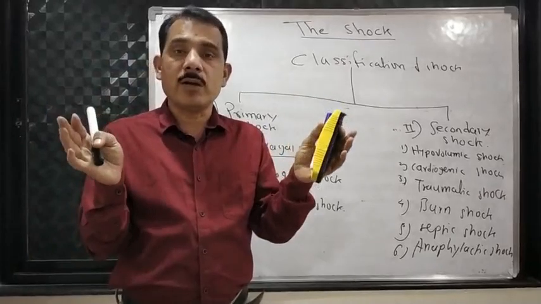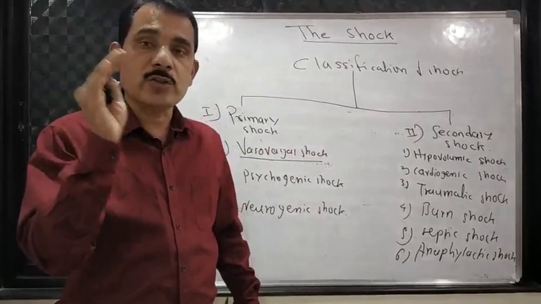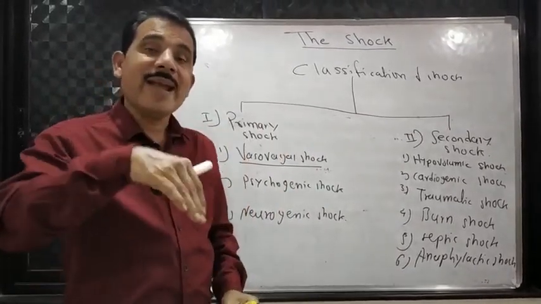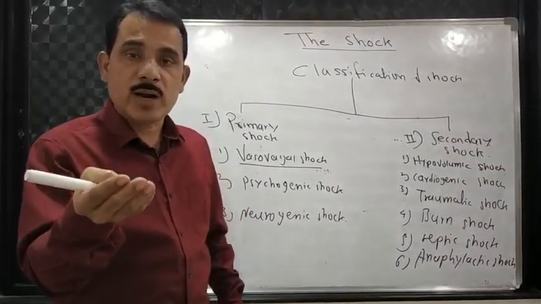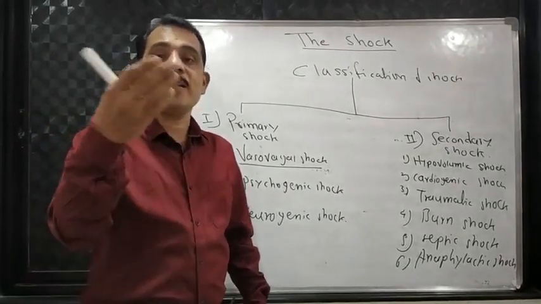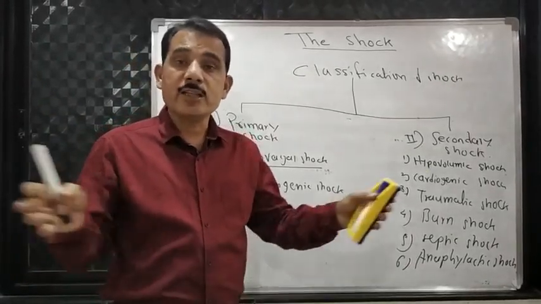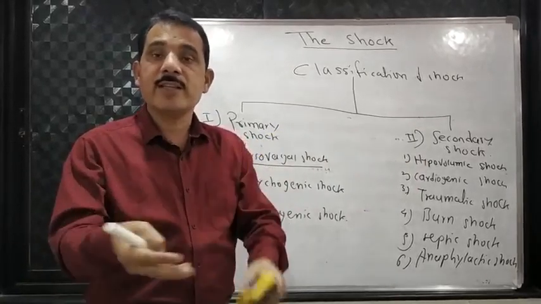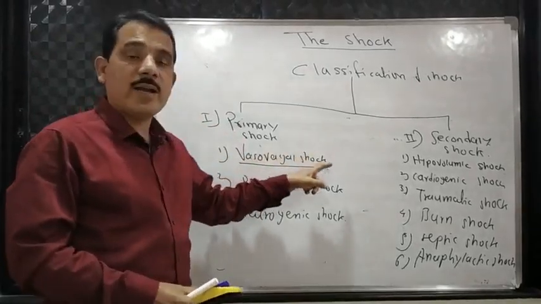It will cause constriction of the peripheral vessels, and as there is constriction, it reduces the diameter of the peripheral vessels, causing increased venous return to the heart. Increased venous return means the venous blood returns to the heart, and it causes increased cardiac output. As soon as the cardiac output is increased, there is increased peripheral circulation, which had collapsed, and there is recovery from the shock. So this is the vasovagal shock.